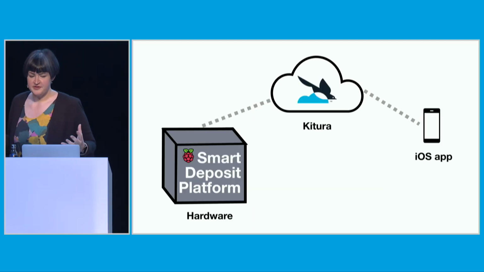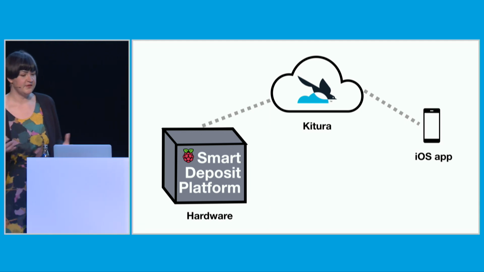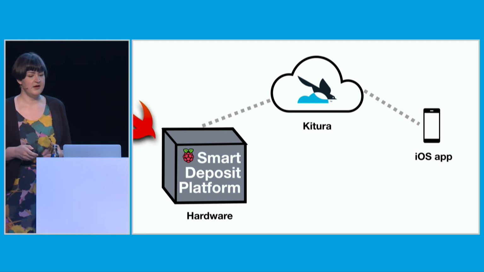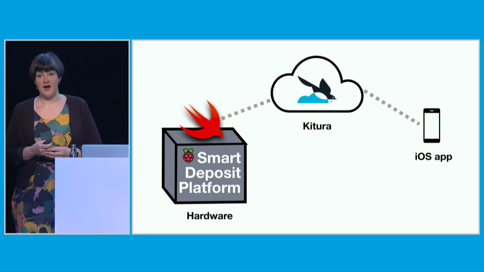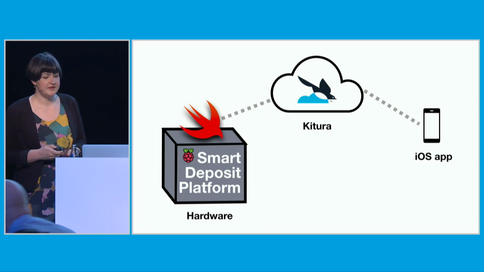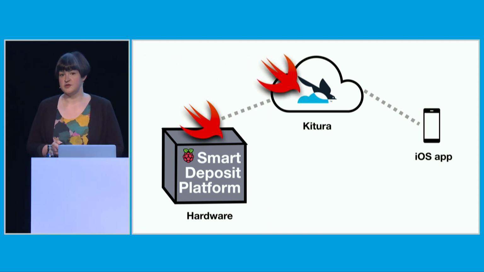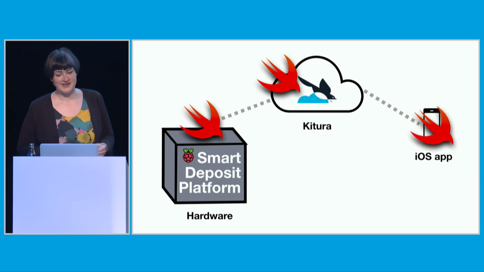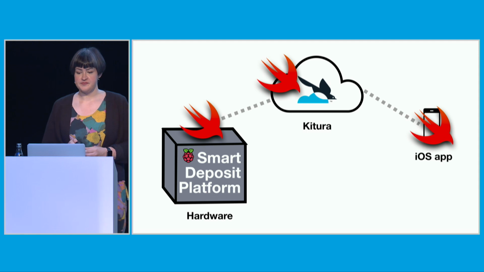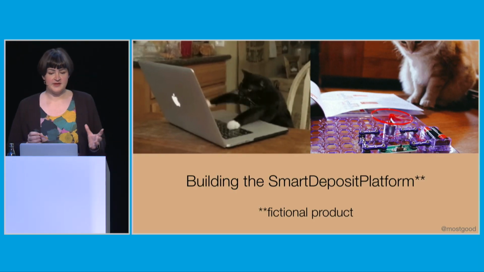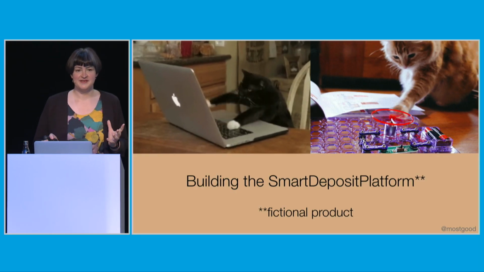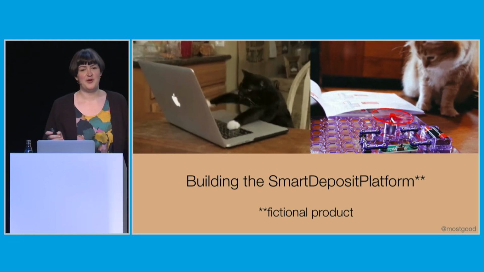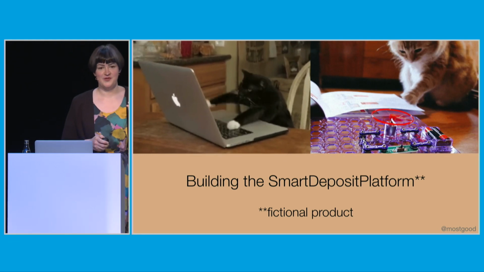So I mentioned earlier that our banking platform is based on Swift. So the physical hardware is powered by Raspberry Pi, which supports Swift. The cloud is Kitura, which also supports Swift. And of course, the iOS app is in Swift as well. Now, let's take a look at how we can build this step by step. I hope you don't mind gifs of cats. There's a few.